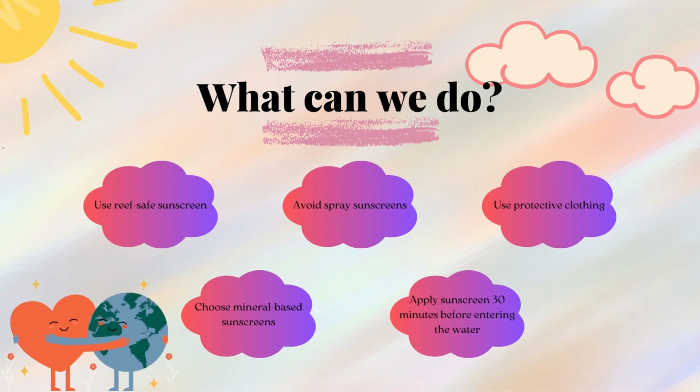So to reduce the impact of sunscreen on the environment, what can we do? Firstly, as consumers, we can use reef-safe sunscreen. Look for sunscreens that are chemical-free, oxybenzone-free, and octinoxate-free. These chemicals have been linked to coral bleaching and can harm the marine ecosystem.